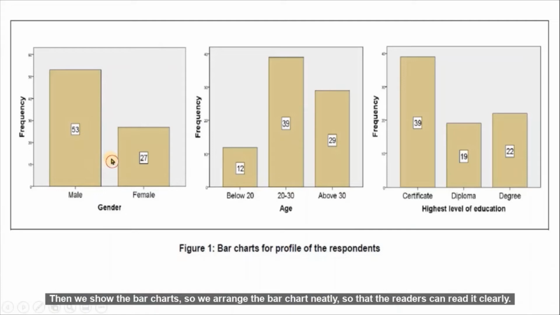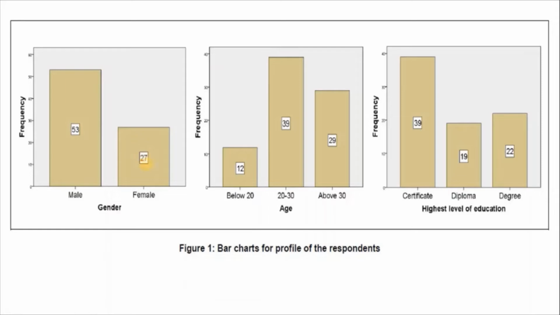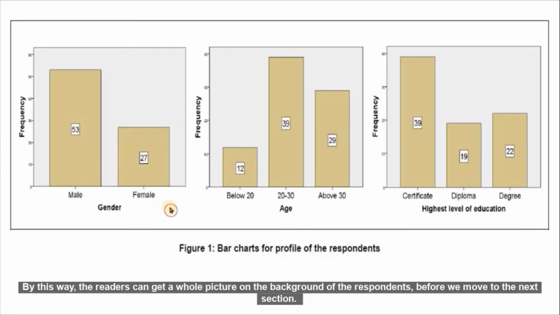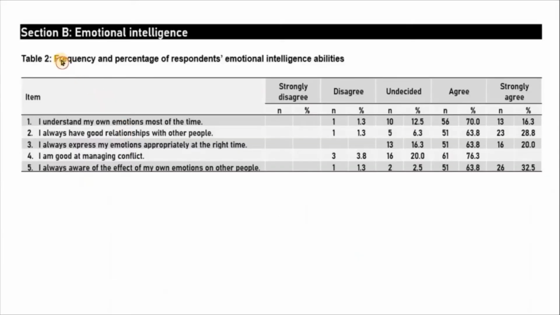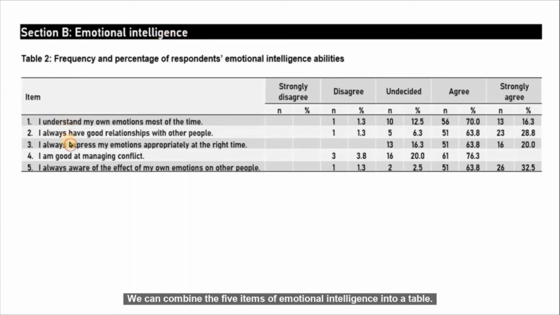So we arrange the bar chart neatly so that the reader can read it clearly. This is figure 1 bar chart for profile of the respondent. So we can see gender, age, highest education, and the frequency for each categories of the variables. By this way, the reader can get the whole picture on the background of the respondent before we move to the next section. In section B, emotional intelligence, we can combine the 5 items of emotional intelligence into a table.